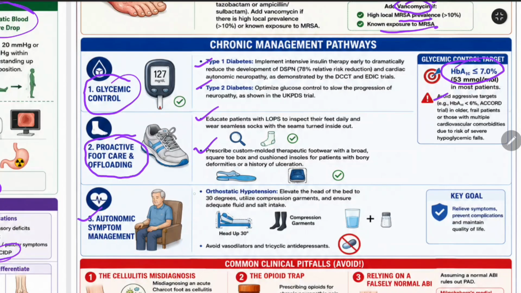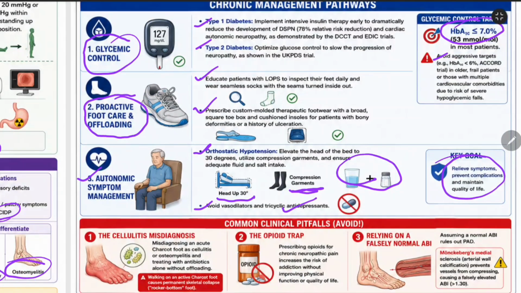Then autonomic symptom management. For the patient who is having orthostatic hypotension, elevate the head of the bed to 30 degrees, utilize compression garments and ensure adequate fluid and salt intake. So head up to 30 degrees, compression garments, and fluid and salt intake. Avoid vasodilators and tricyclic antidepressants because they will exacerbate orthostatic hypotension. Our goal is to relieve the symptoms, prevent complications and maintain quality of life in these patients.